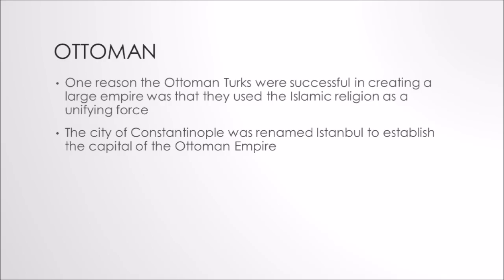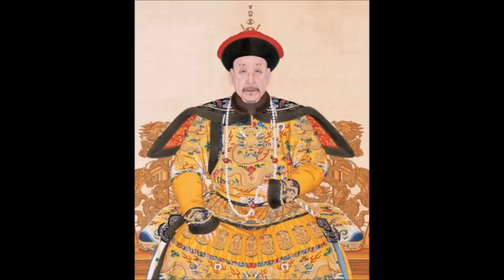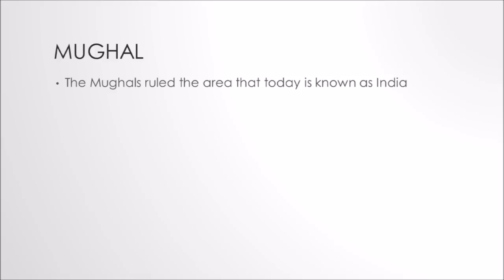The Ottomans were successful in creating a large empire because they used the Islam religion as a unifying force. The city of Constantinople was renamed Istanbul to establish the capital of the Ottoman Empire. In the 1500s, Japan's emperors were considered very weak. Here's a picture of one of the emperors. The Mughals ruled the area that today is known as India.